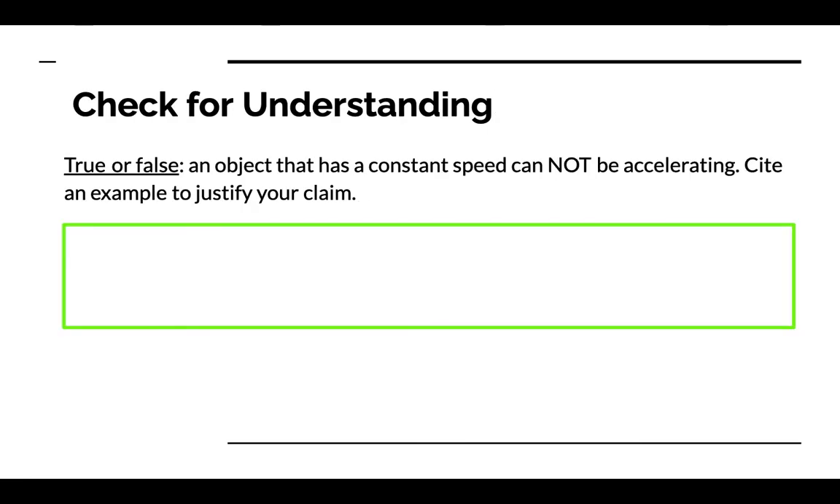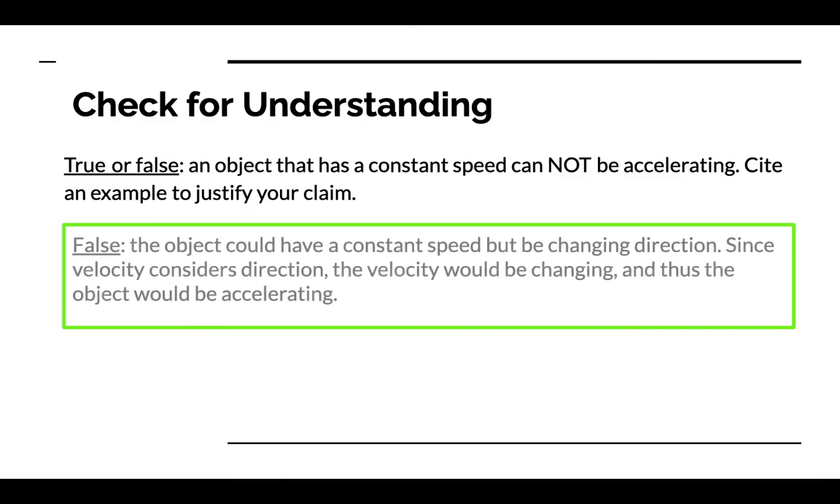And lastly, we have our check for understanding. True or false, an object that has a constant speed cannot be accelerating. Cite an example to justify your claim. So as we've talked about, people would tend to say that this is true because a constant speed means we can't speed up or slow down. However, we have to remember that velocity consists of not only speed but also direction. So if we're accelerating, it could be that we have a constant speed, but we could also be changing direction. So the object could have a constant speed but be changing direction. As a result, the velocity is changing, and thus our object would be accelerating. And this covers our lesson for 2.1, the basics of motion.